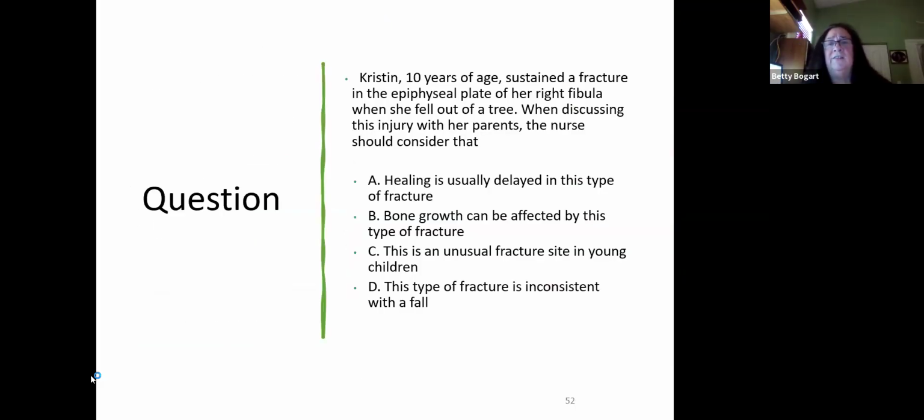So, Kirsten is 10 years of age, sustained a fracture of the epiphyseal plate of her right fibula when she fell out of a tree. When discussing this injury with her parents, the nurse should consider what? What is an epiphyseal plate? What's the problem here?